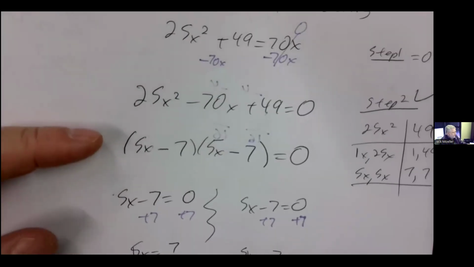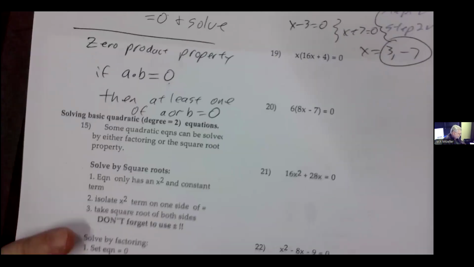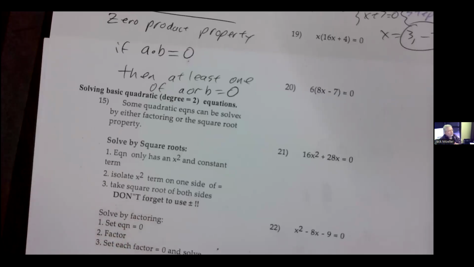All right, so that's the first method. Always check, sort of like when we tell you to factor, always look for GCF first. When you're solving quadratic equations, always look to see if you can factor it first. Right, so let's talk about the square root property.